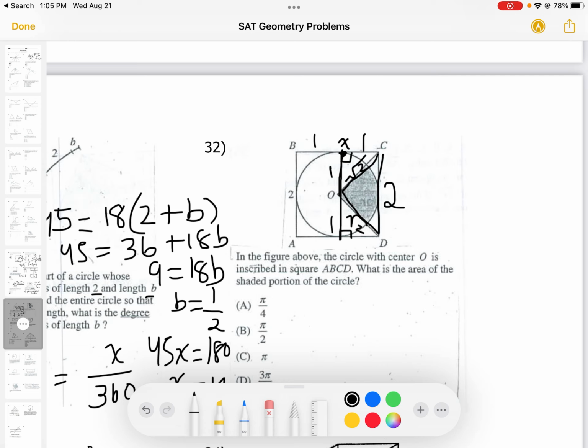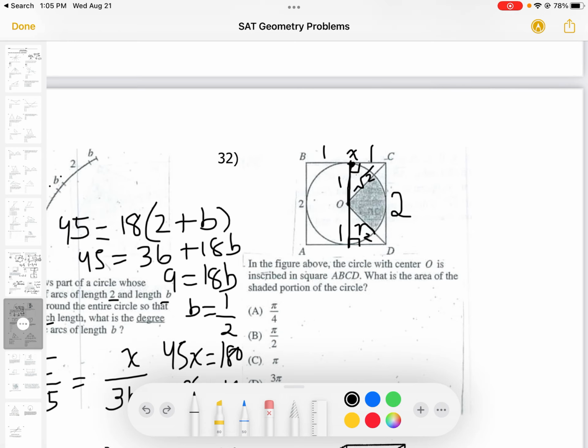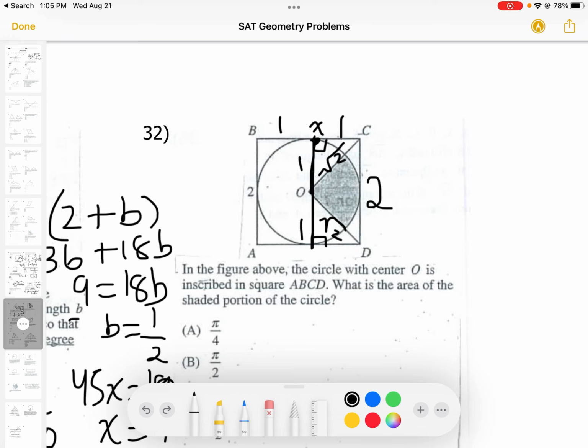But wait, the side lengths of this triangle, triangle COD, they satisfy the Pythagorean theorem. Because square root of 2 squared plus square root of 2 squared is 2 plus 2 is 4, which is 2 squared. So that means this angle right here, angle O, is a right angle. So that means this region is just a quarter circle.